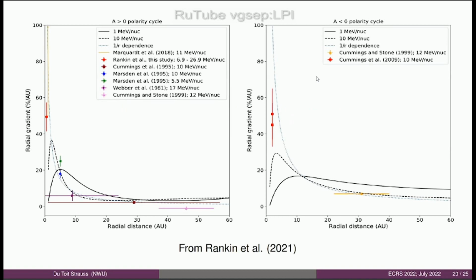But everything is not understood. There's a lot of uncertainty still. One of the big problems we have at the moment is if you look at the radial gradient of these particles measured as a function of distance, the model gives this dashed curve, which compares well with the older observations, but does not reproduce the newer observations very close to the sun. So there's something we don't understand happening very close to the sun.